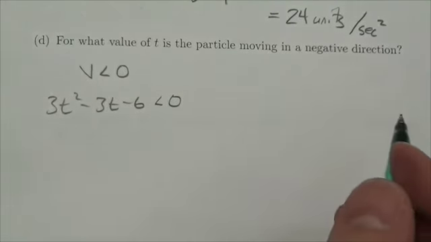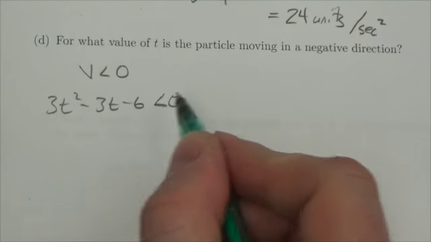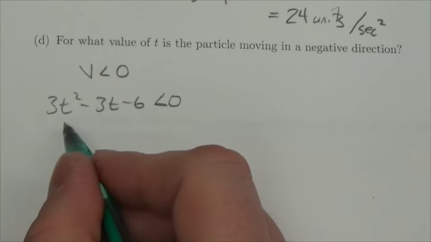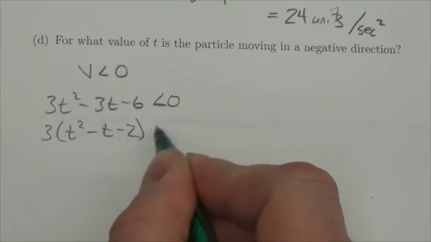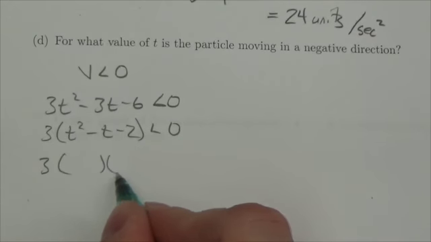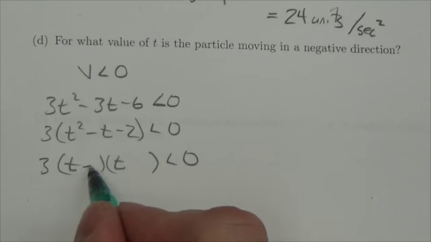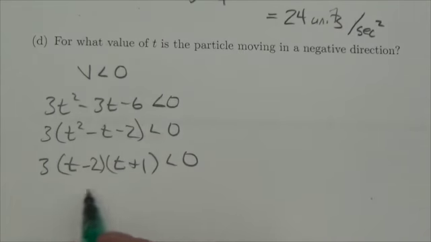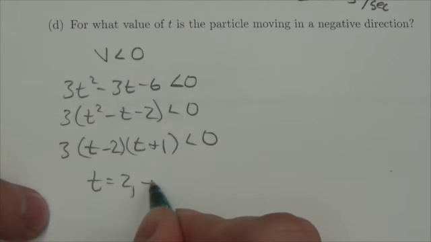So now this is just a quadratic inequality that I've got to solve. Bear in mind this is an inequality, so I'm not going to get an exact answer. I'm going to get an interval along the x-axis. First thing I'm going to do here is take out the common 3. And then I will factor that down. And that should factor nicely. This should end up being t minus 2 times t plus 1. Just double check that. Yep. So the two values where this quadratic actually hits 0 will be at positive 2 and negative 1.